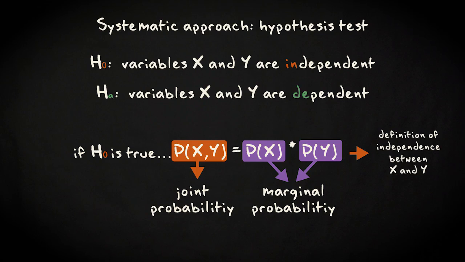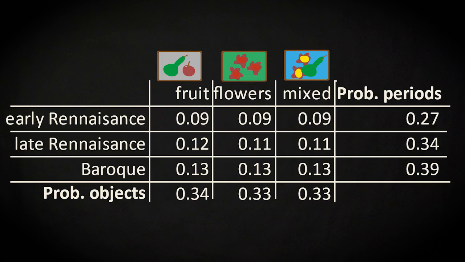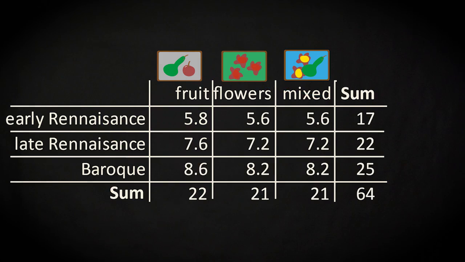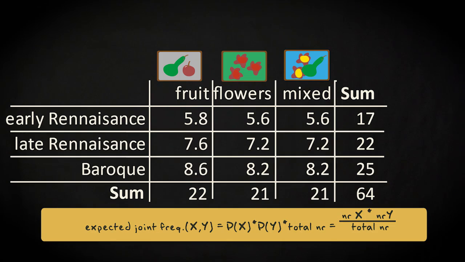So, if art period and objects that were painted are independent, this is the probability table that we expect. Each joint probability follows from the multiplication of the corresponding marginal probabilities. By multiplying each of the probabilities with the total number of observations, we get the frequencies. This equation shows that there is a shortcut by which we can also directly calculate the expected frequencies in each cell by multiplying the marginal frequencies and dividing by the total sample size.